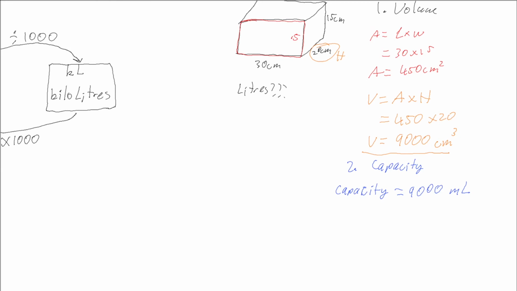And so then if I want the capacity in liters, because I've then got to convert this into liters, remember to convert milliliters to liters, I divide by 1,000. So my capacity, I'm just going to shorten capacity to C this time, is going to be 9 liters. So maybe if this was an ice cream container, that would be 9 liters of ice cream.